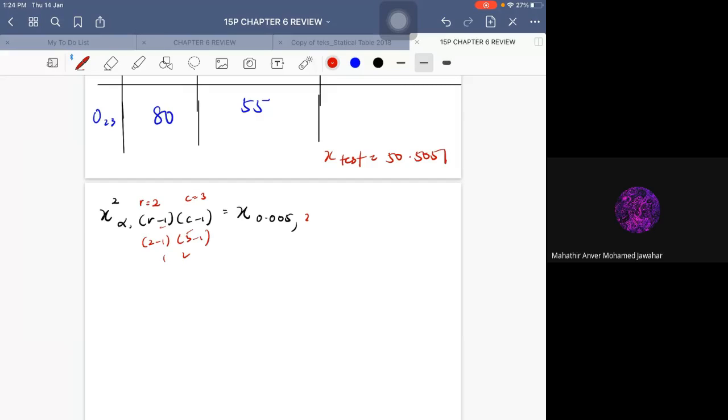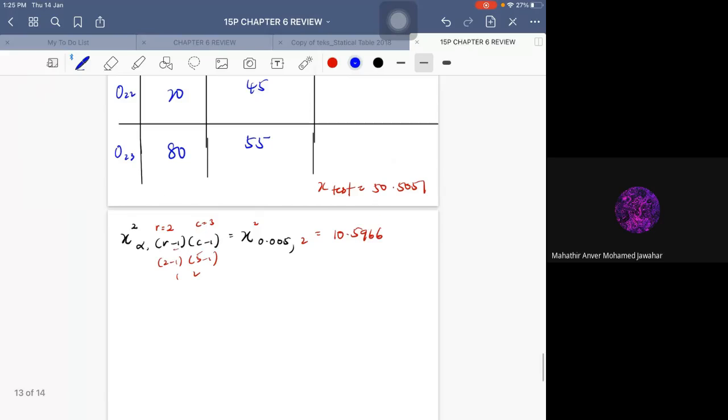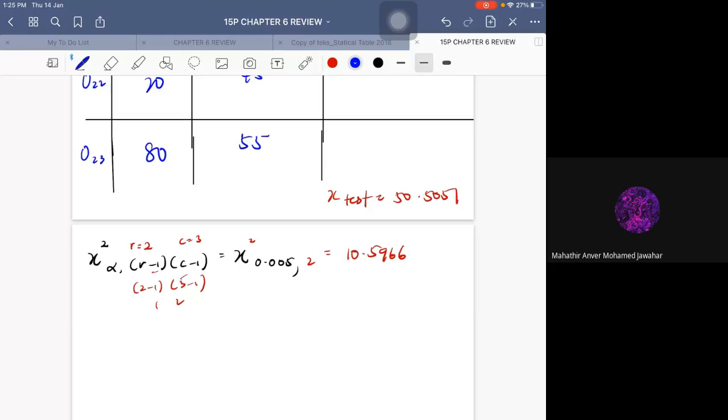So I'm going to have chi-square 0.005 with 2 degrees of freedom. That will be the parameter. And you can find this in the statistical table, and it will give you a value of 10.5966. So that is going to be our critical value. And this is going to be exactly the same as the previous one as well, so this is also going to be a right tail test. If this is a right tail test, what is going to be our decision? Are we going to reject or do not reject based on the value that we have?